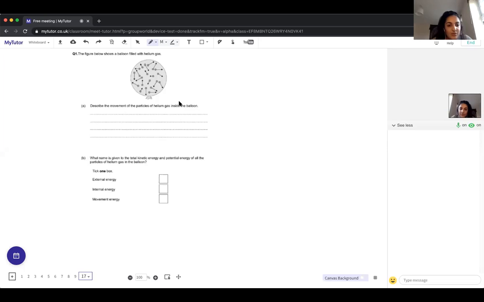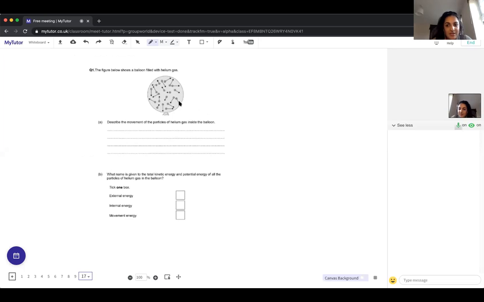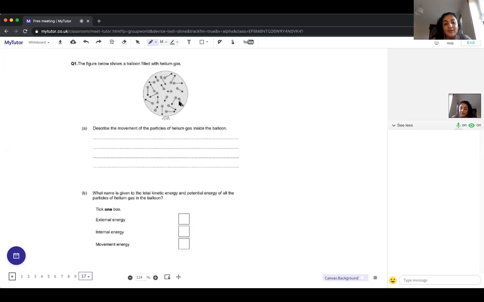Okay, so the next question talks about a balloon which is filled with helium gas. What is the movement of the particles of the helium gas inside the balloon? What is the movement of the particles inside the balloon? Knowing that it's a gas and knowing what you know about the movement of a gas. I'll give you 10 seconds to have a think.